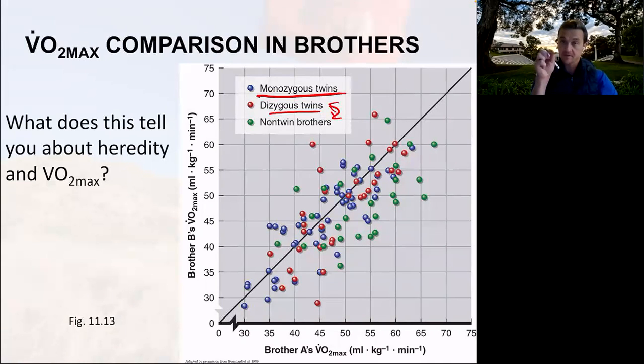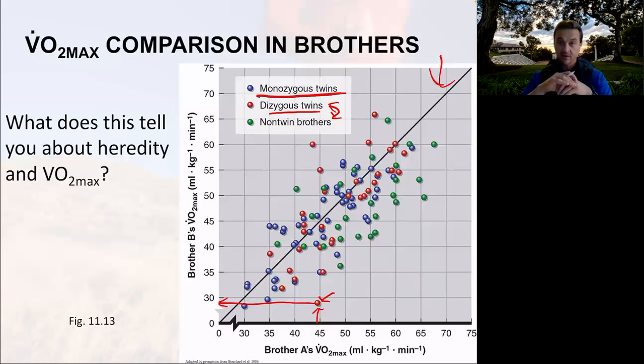Each pair is represented by one dot. Let's look at this red dot. That red dot shows us that in a pair of dizygous twins, one brother's VO2 max, brother A, was 44, but brother B was only about 29. So that's how you read this graph. This is the line of identity. The closer the dot is to that line, the closer they are to being the same. Any dot that falls right on that line means that the brothers have the exact same VO2 max. So the thing to look at here is which color of dots tend to aggregate closer to that line.